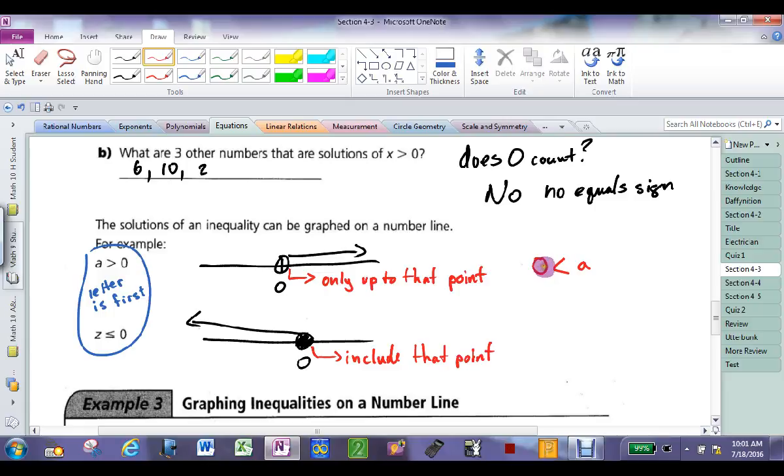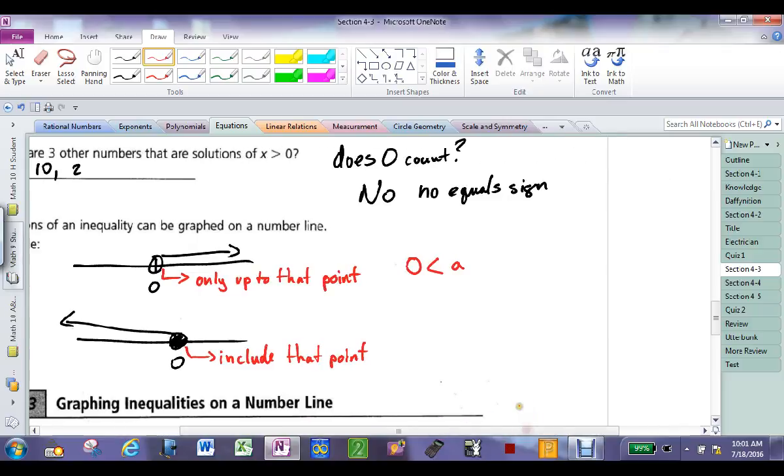Why? No, don't tell me what you do. Tell me why. What does this say in English? Read this to me in English. 0 is less than some number. So graph it. All those numbers have to be greater than 0. So you get the same graph.